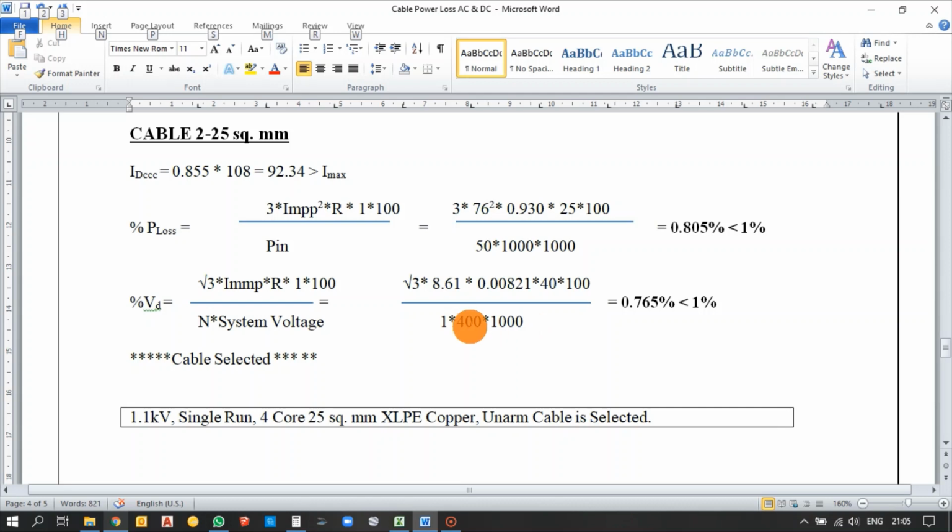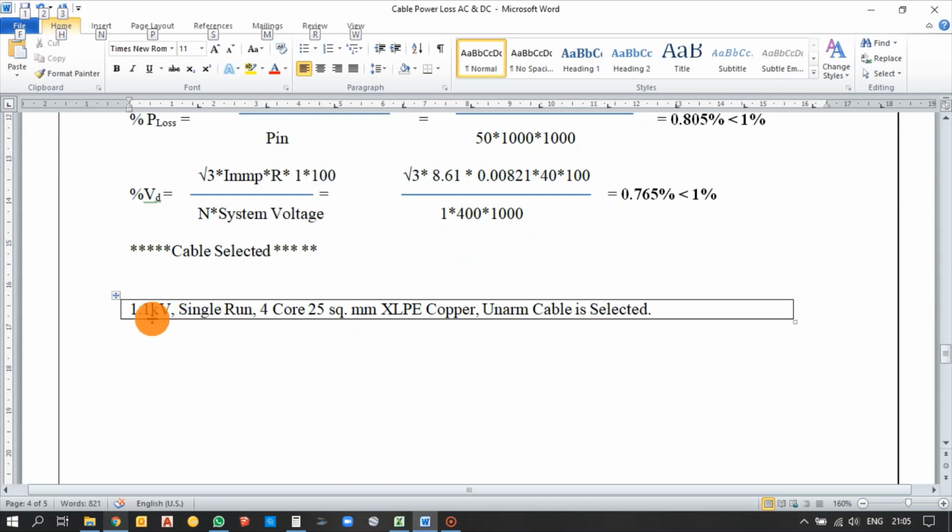So what does this 1000 represent? It represents the cable length you selected in meters, considered in kilometers. This extra 1000 also represents my 50 kilowatt being expressed in watts. So these are the denominations for the extra 1000 you are getting here. So I have selected a 1.1 kV single run 4 core 25 square mm XLPE copper unarmored cable for the AC cable from inverter to AC/DC.